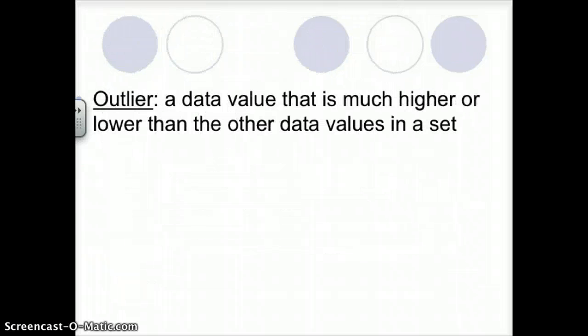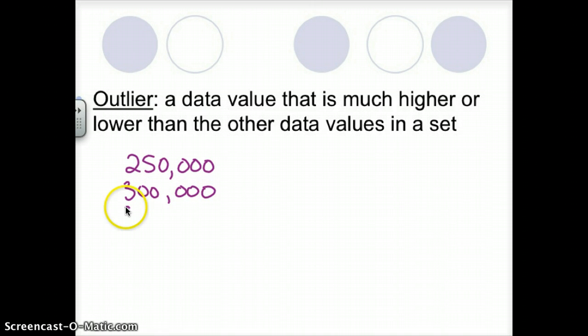An outlier is a data value that's much higher or lower than the other data values in a set. So for instance, think of house prices in State College. You notice that you're in a neighborhood and one house is 250,000, the next is 300,000, 320,000, 325,000.